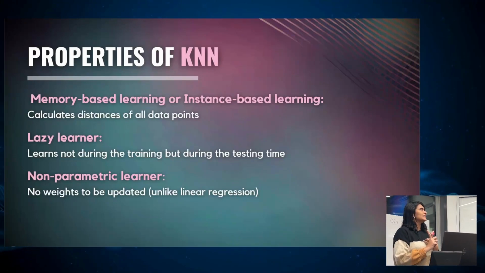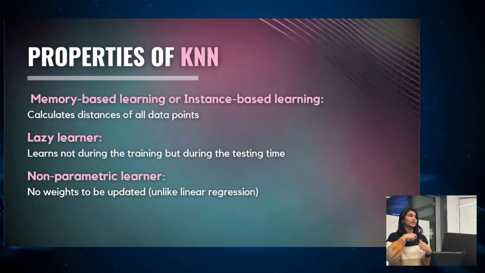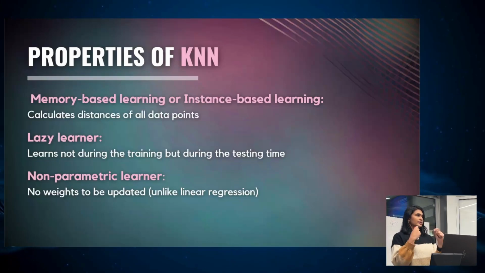The second property is that it's a lazy learner. Lazy meaning that usually in machine learning algorithms, all the learning happens during the training phase. But this is the one algorithm where the learning does not happen during training, but during the testing phase. Only when a new data point is introduced does all the distance calculation with the data point happen. So all that learning happens during testing time. That's why it's called a lazy learner.